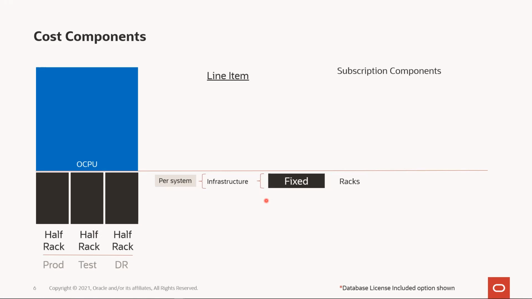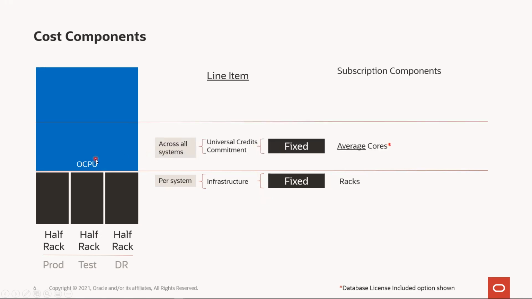It's fixed in a sense that a customer pays the same amount. It's not metered, right? What is metered is what's above here, which is the usage from an OCPU perspective or CPU perspective. Now, this is not virtual cost, this is an actual cost. And for that, we have a universal credit bucket, a commitment customers can purchase as a second line item.